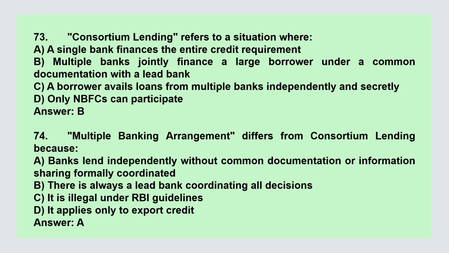Consortium lending refers to a situation where answer B, multiple banks jointly finance a large borrower under common documentation with a lead bank. Multiple banking arrangement differs from consortium lending because answer A, banks lend independently without common documentation or formally coordinated information sharing.